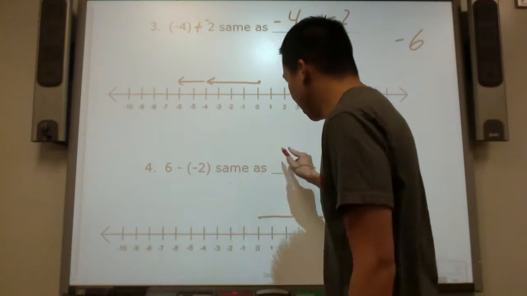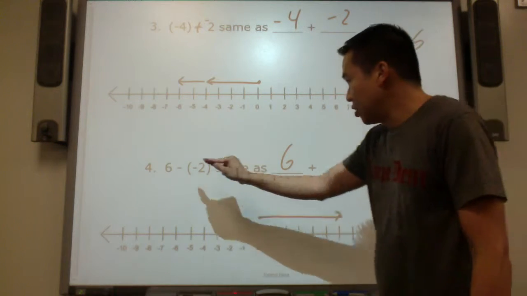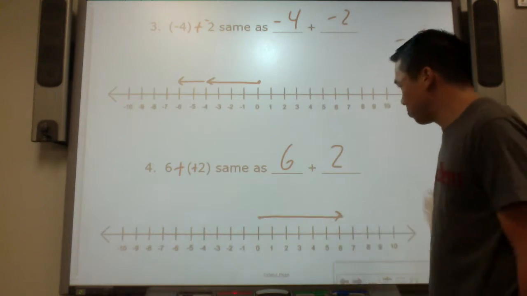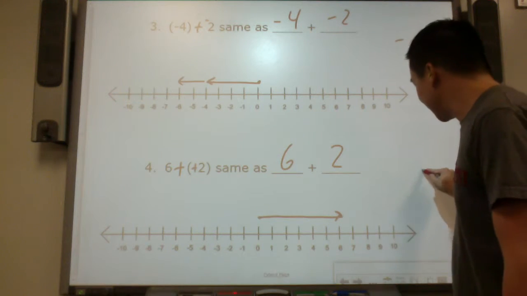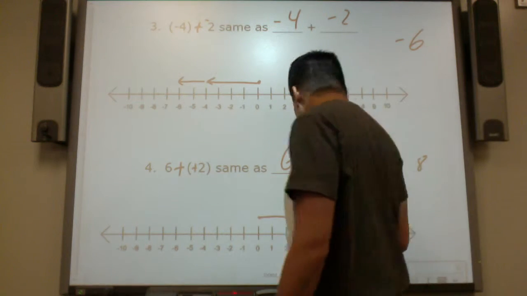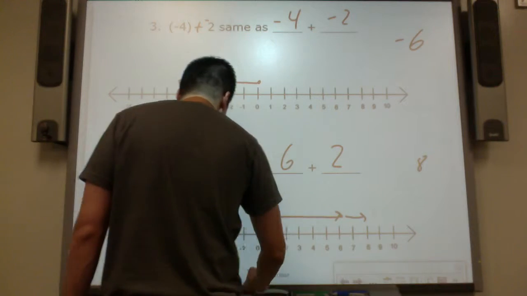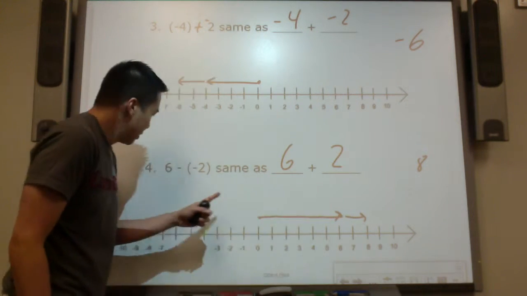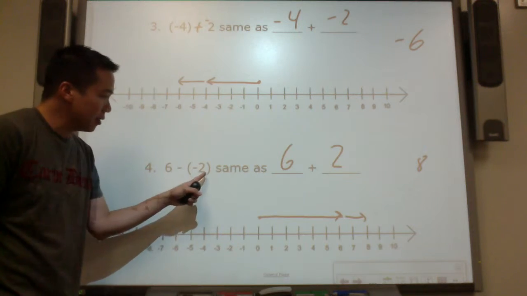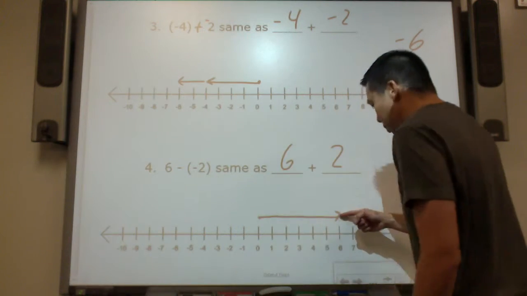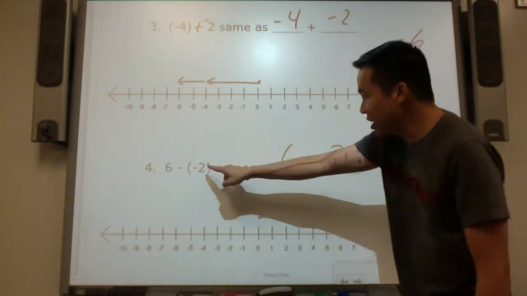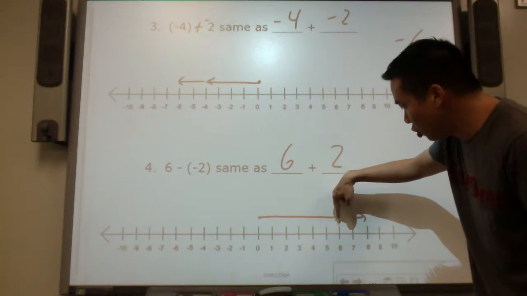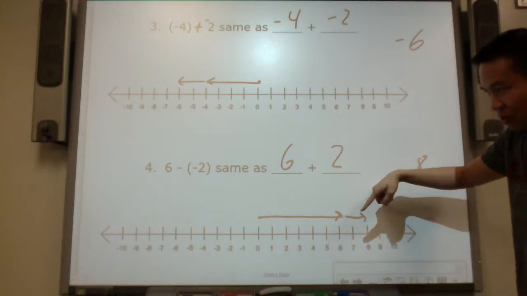So start with 6. Add the opposite, that's positive. 6 plus 2 is 8. So what it's saying is this: you go to 6. You're going to go back 2. But here it says -2. That's the opposite. So instead of going back 2, you're going forward by 2.